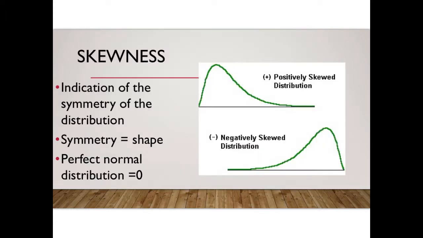Skewness. This is symmetry. Symmetry is the same word as shape, so when you hear the word skewness, you think of shape. When we're looking at the positive and negative skewed distributions, the scores basically fall under these areas. These are the different shapes. If we're talking about a normal curve, the skewness of a perfect normal distribution would be right in the middle, and it would be 0. It's very, very rare.